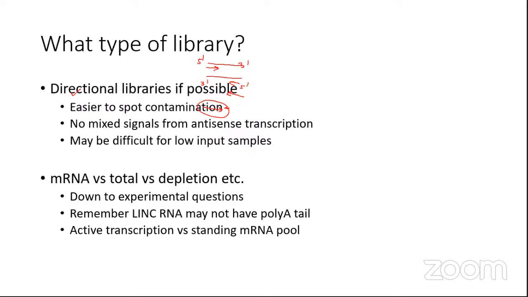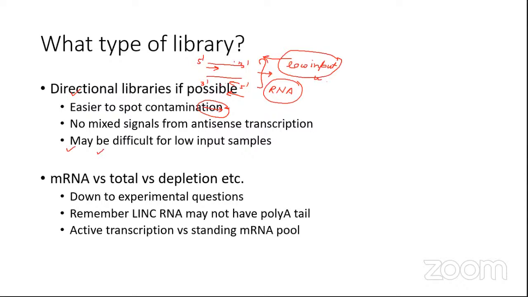So like that. And if I know the direction in which I have prepared my libraries, I can infer from which strand my genes are coded. Where is my gene located? But this might be very challenging or may not be possible for low input RNA. So when you have a high amount of RNA, it is better to go with directional. If you have low input or sample constraint, then don't go for directional, go for undirectional library preparation.